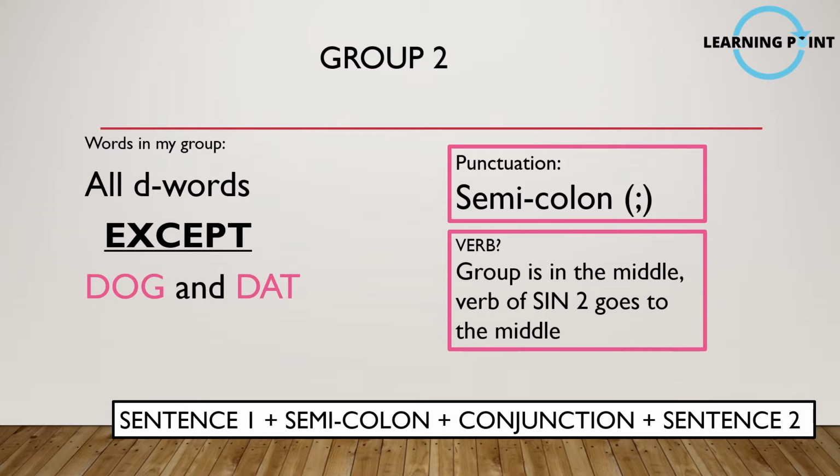Now we have a semicolon. And my verb, because this group is in the middle, if I place groups 1, 2, 3 next to one another in a table, as we will do later on, the verb in the group 2 part is in the middle, because group 2 is in the middle of group 1 and group 3. So that means my verb goes to the middle. That's a way to remember it. So my formula would be sentence 1, then my comma or semicolon, my conjunction, and then sentence 2. And remember to move my verb.